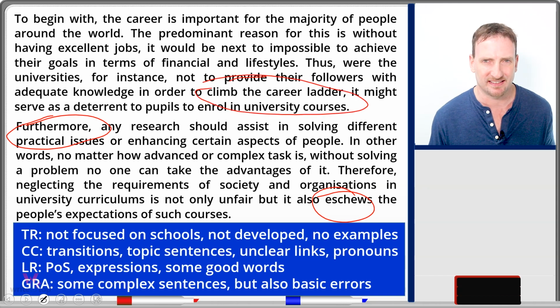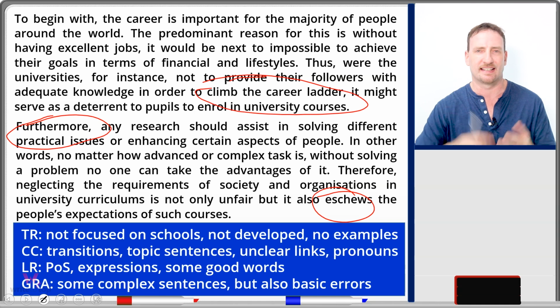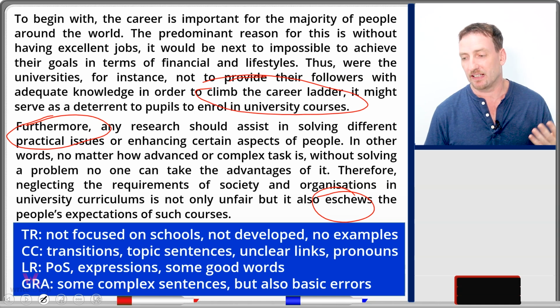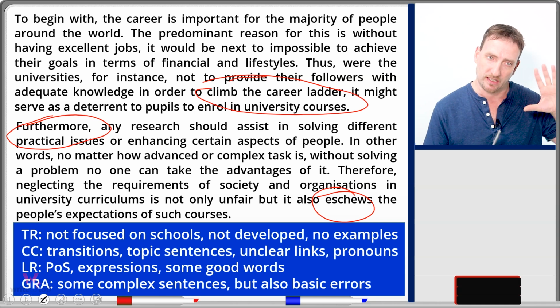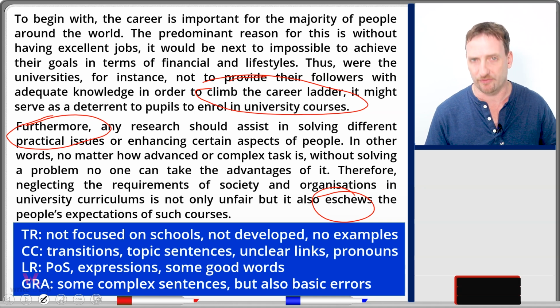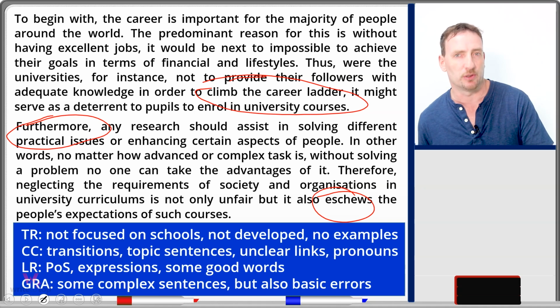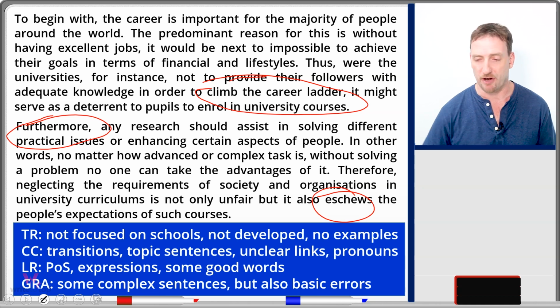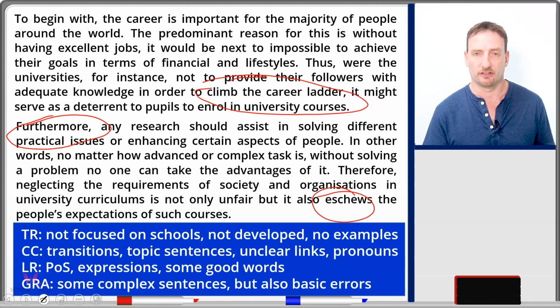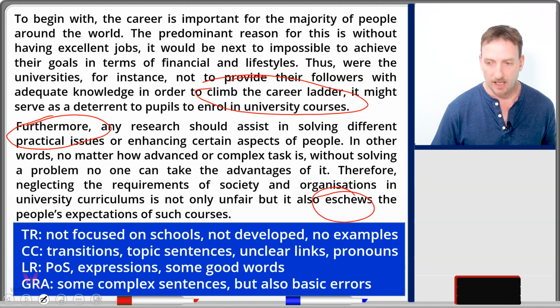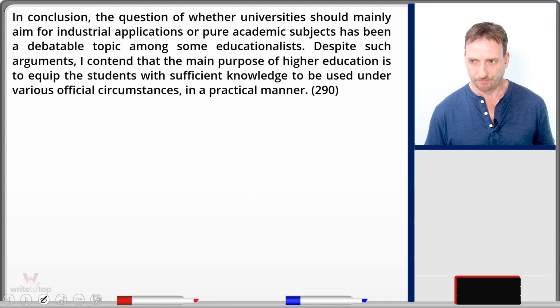It doesn't really belong in this type of essay. It doesn't really make sense in the context here. But there are some good words. So this person will get points for vocab, but will also lose points for trying too hard to impress. Again, grammar, some good complex sentences, some good structures, but also some basic errors that will kind of affect the score a little bit. And the conclusion.